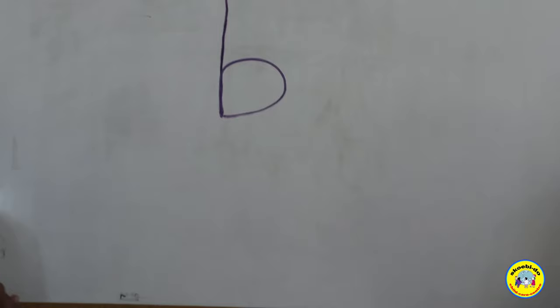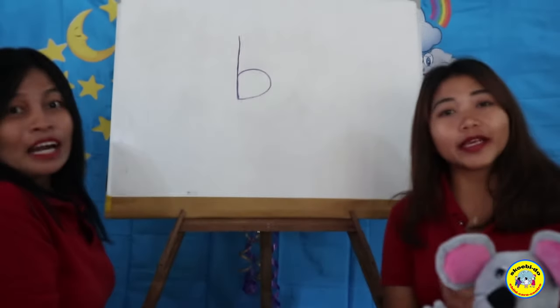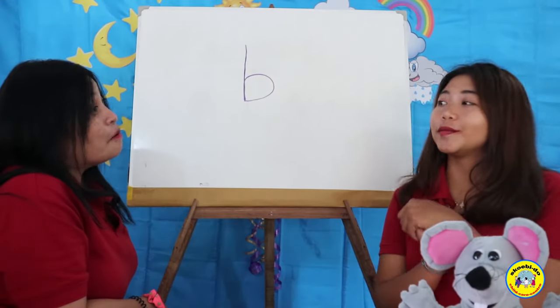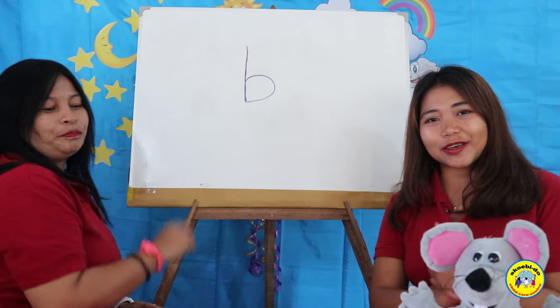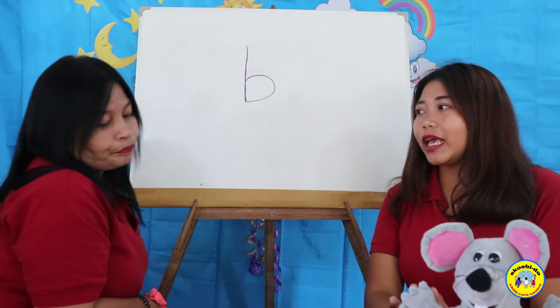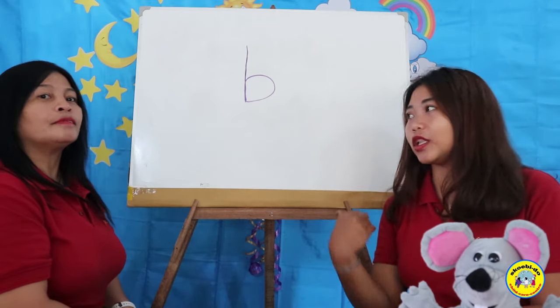Correct. Letter B, make the B sound. Wow, good job, kids. Well done. Now let's move to the next activity of this Jolly Phonics.